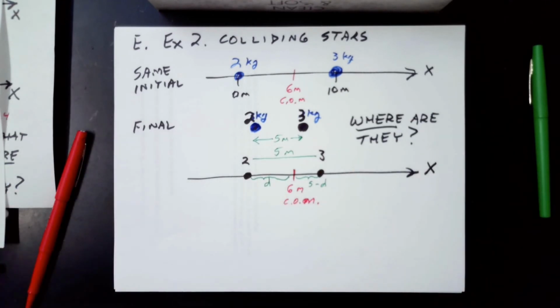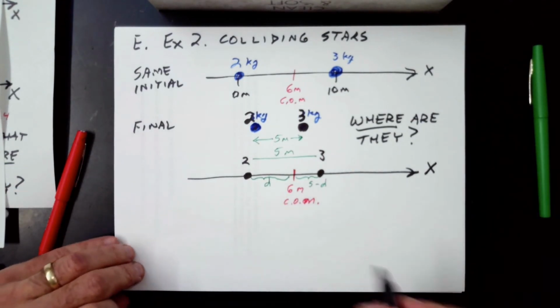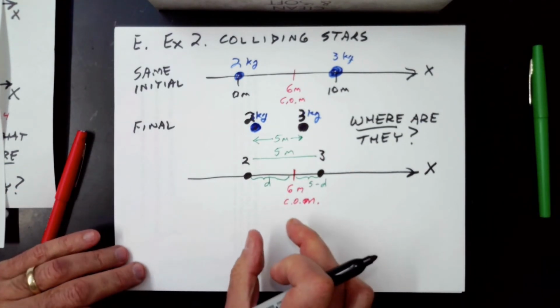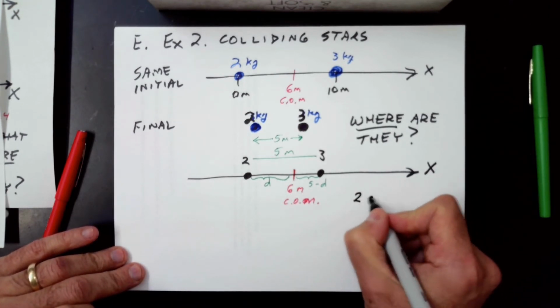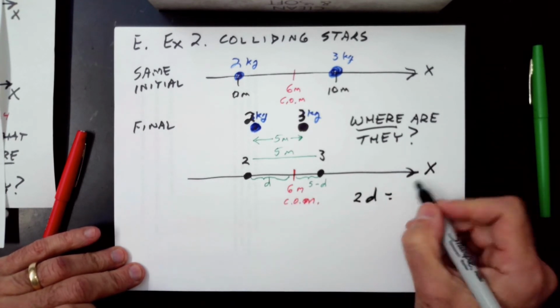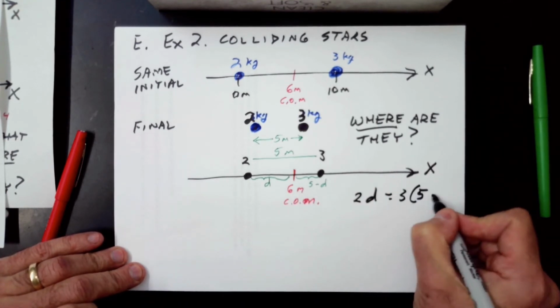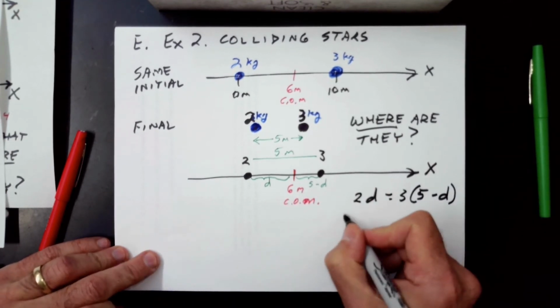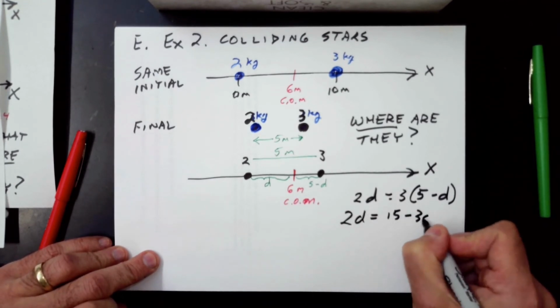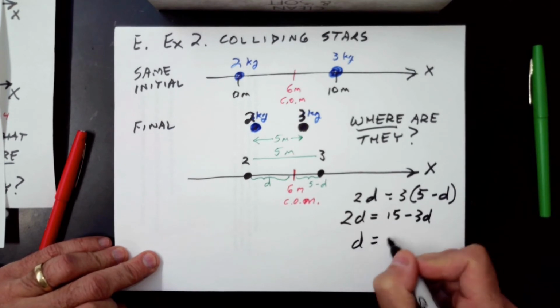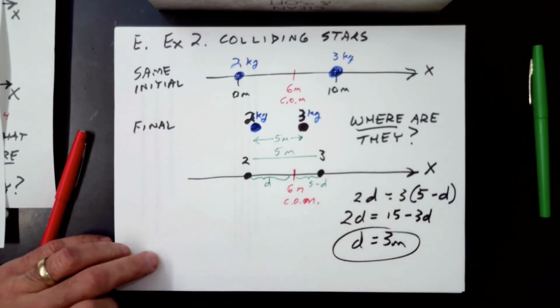You could set up the formal center of mass equation and write it all out, but I think just some common sense makes sense here. Center of mass is a balance point, so 2 times d equals 3 times 5 minus d. And of course you get 2d equals 15 minus 3d, and eventually get d equals 3 meters. So that tells you where they are.